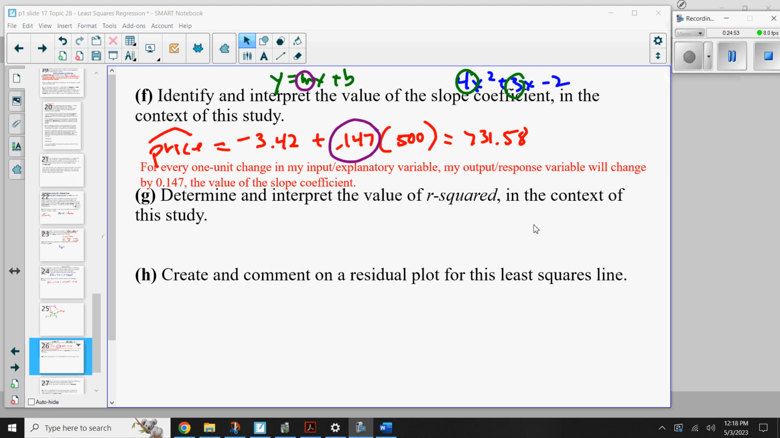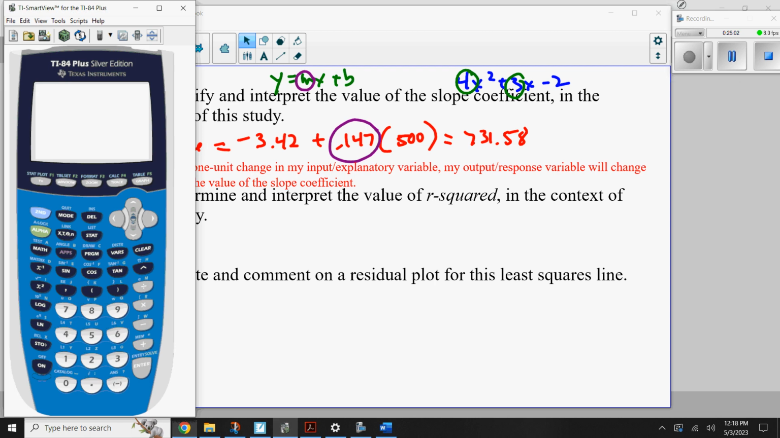Next, I need to determine and interpret the value of r squared in the context of this study. So I'm going to go back to my calculator again and show you again how we find the R squared. We go stat, calc, 8 for linear regression, my x value, second 2, comma, second 1, hit enter, and I get my R squared of 0.6765. So let's just write that down here.